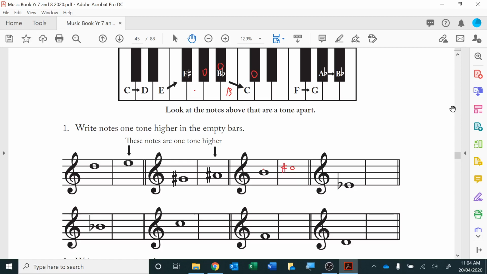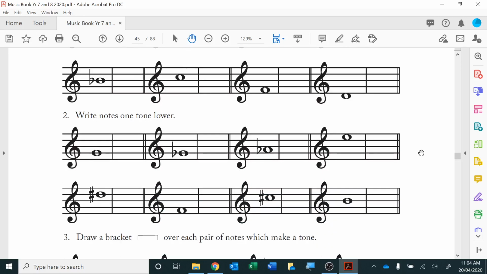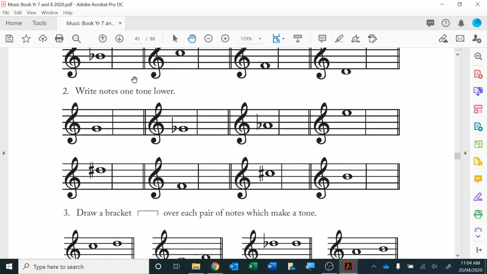Okay, so I'll let you work out the rest of that. If you have any other problems, message me and I'll try and get back to you. And this one is one tone lower, so instead of going up, you go down. I'm sure you can do that.